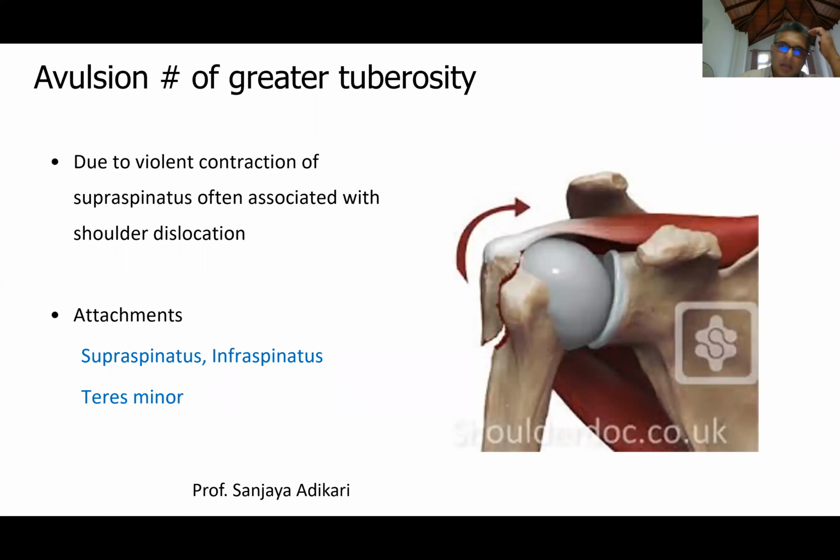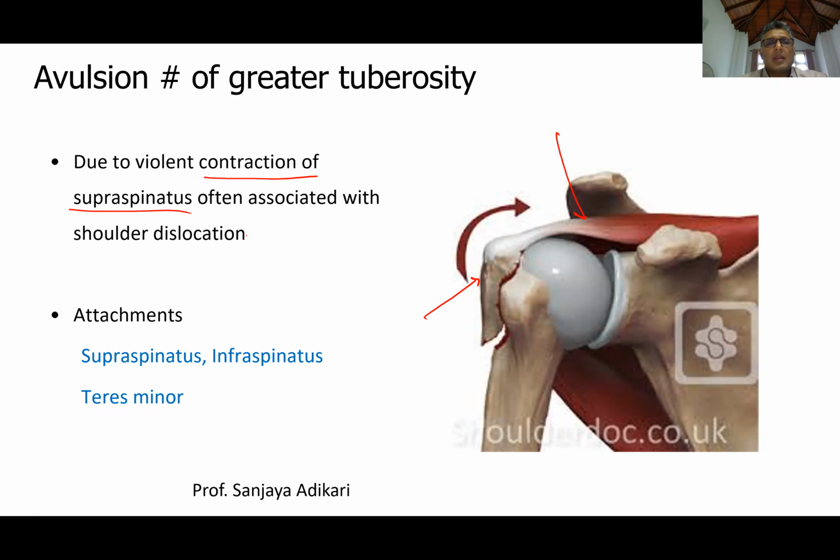Then we will go through some of the fractures of the humerus. Now you can get avulsion fractures of the greater tuberosity here, due to violent contraction of the rotator cuff muscles, but it's mainly the supraspinatus. Some people just call it the rotator cuff muscle violent contraction when you fall on the outstretched upper extremity. That's what they say. Anyway, it is due to violent contraction of these short muscles which are attached to the greater tubercle.